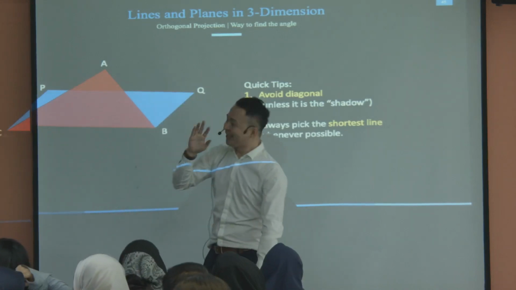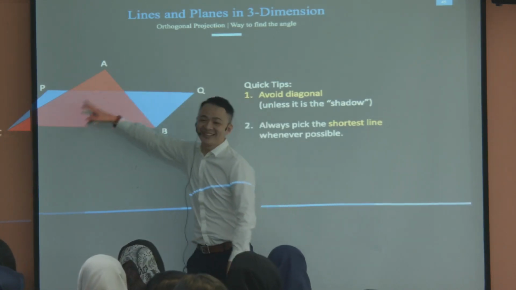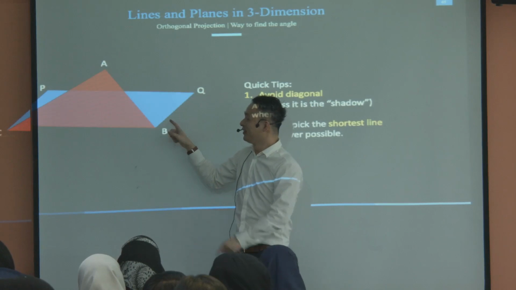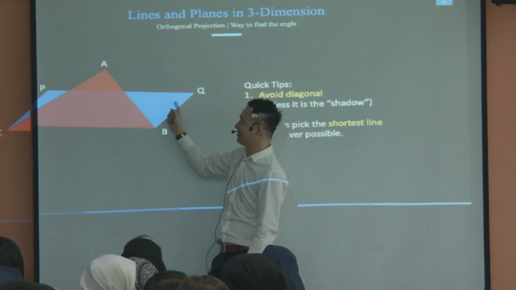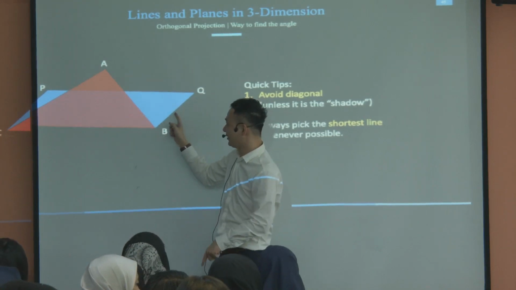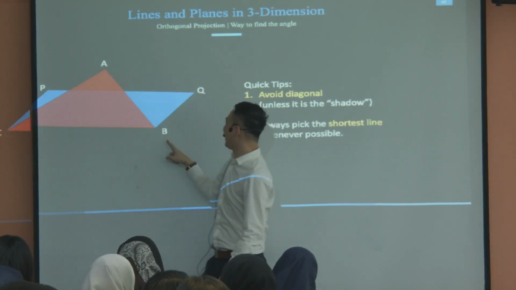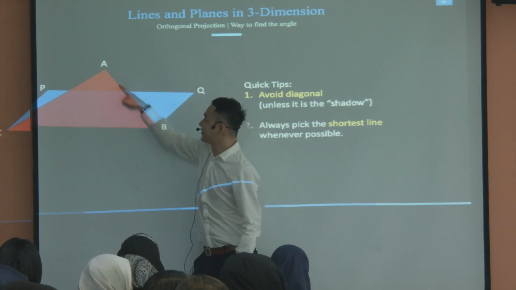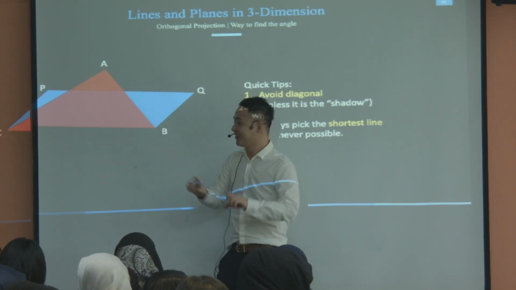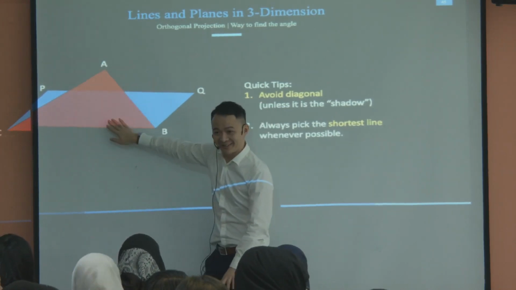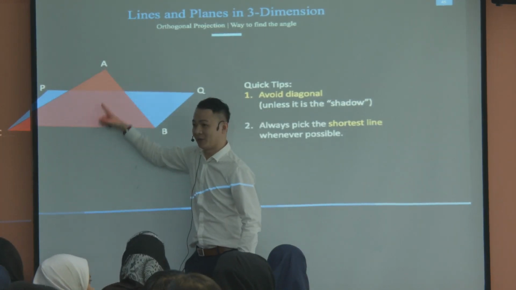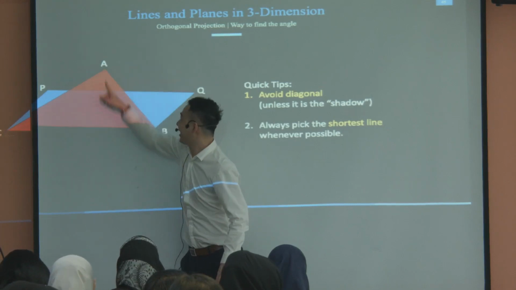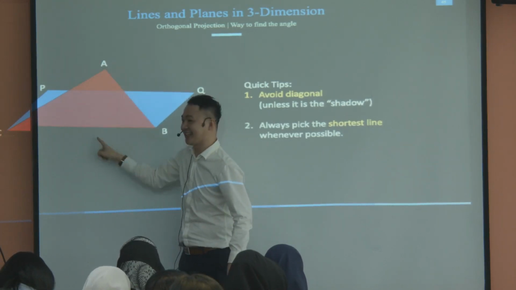Therefore, if you have a triangle and a rectangle here, and you're trying to find the angle between this plane, the red one, and the blue one, we can never take ABQ, because this line is not the shortest among these two planes. We always need to take the shortest one. Normally I will take the middle. This line is the shortest compared to this line.